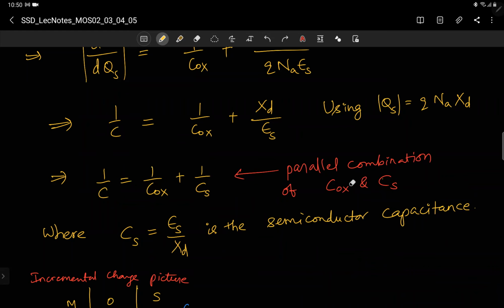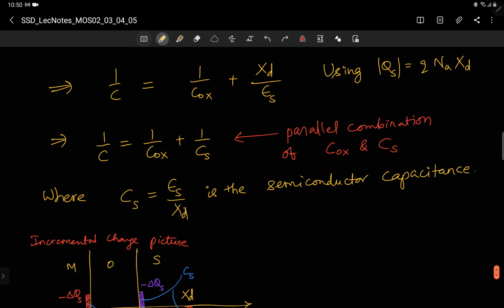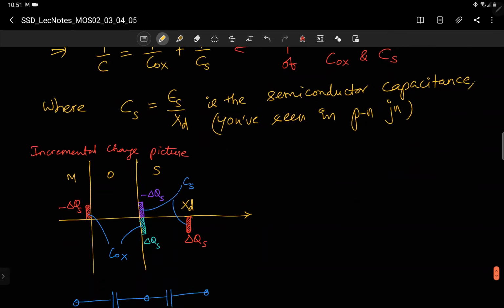So this is basically a combination of Cox and cs, where cs is epsilon s by xd, the semiconductor capacitance. You have seen this in the PN junction case, the depletion width capacitance. So this is clearly the depletion width capacitance of the semiconductor. It is as if the oxide and semiconductor capacitances are in series, because cs is epsilon s by xd.